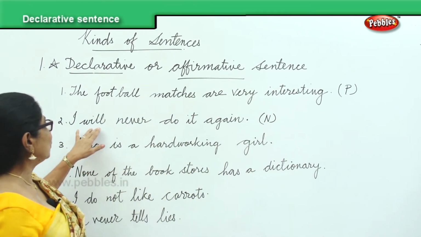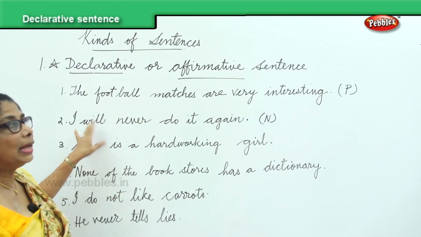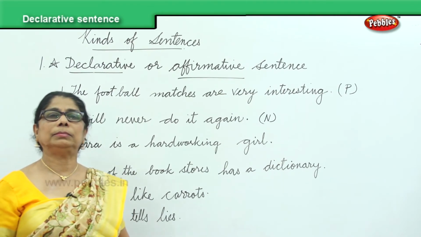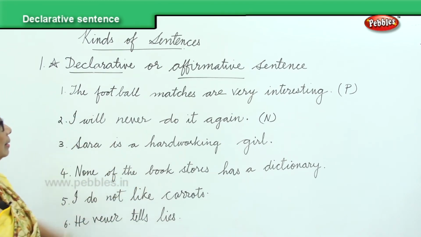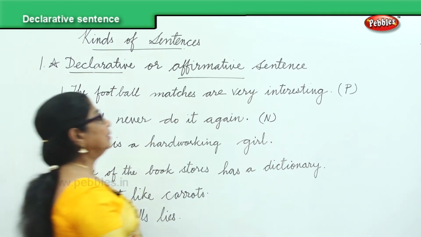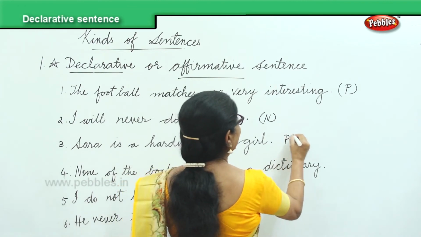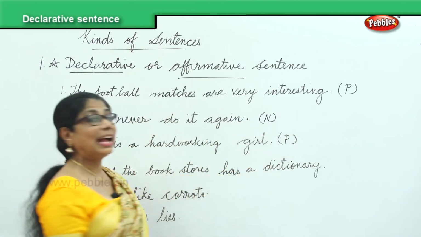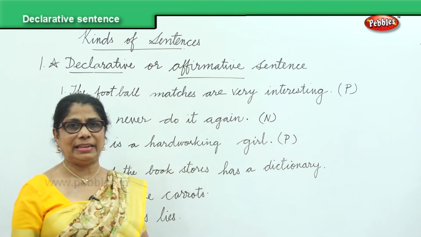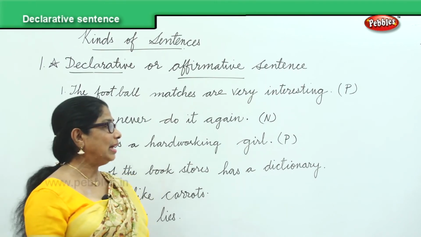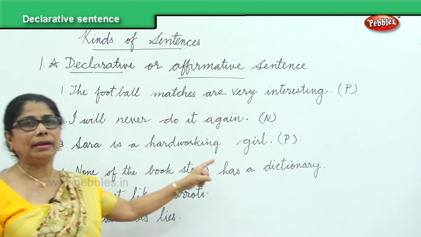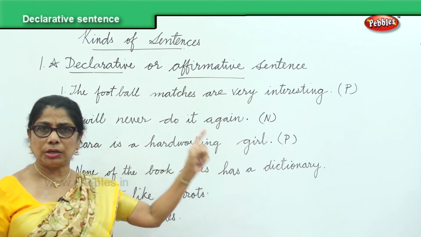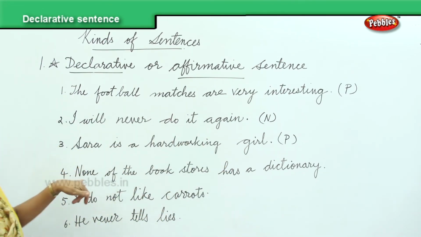If you change this, what will happen? I will do it again. Now, Sarah is a hard working girl, and that's a positive, declarative, affirmative, assertive sentence. Can we change that sentence into negative? Sarah is not a hard working girl. Then it becomes a negative.